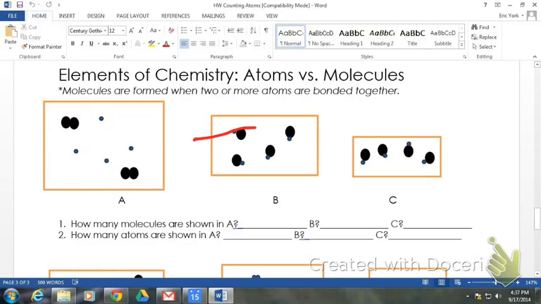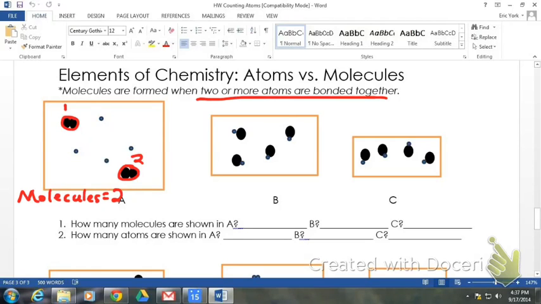Now remember, our definition of molecule is when 2 or more atoms are bonded together. In this case, they show that they are attached to each other. So that indicates that the atoms are bonded together. That right there would be one molecule. This right here would be a second molecule. So we have 1, 2 molecules. So in this case, in A, the molecules are equal to 2. You would go through and do that for each one, A, B, and C.